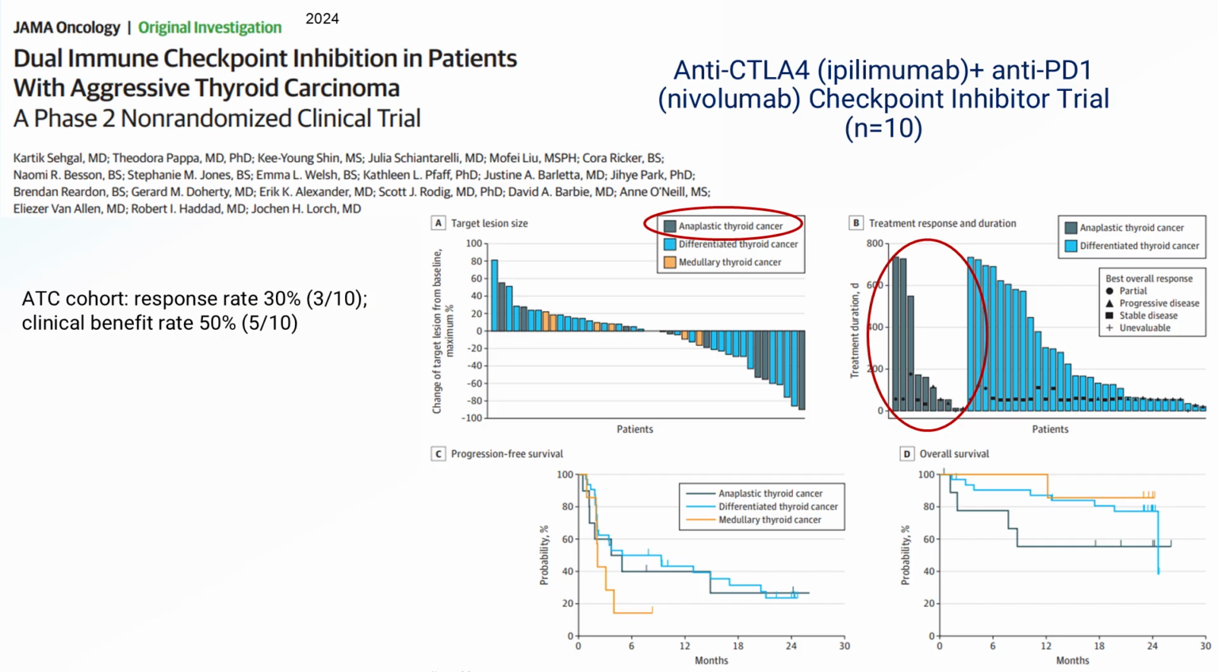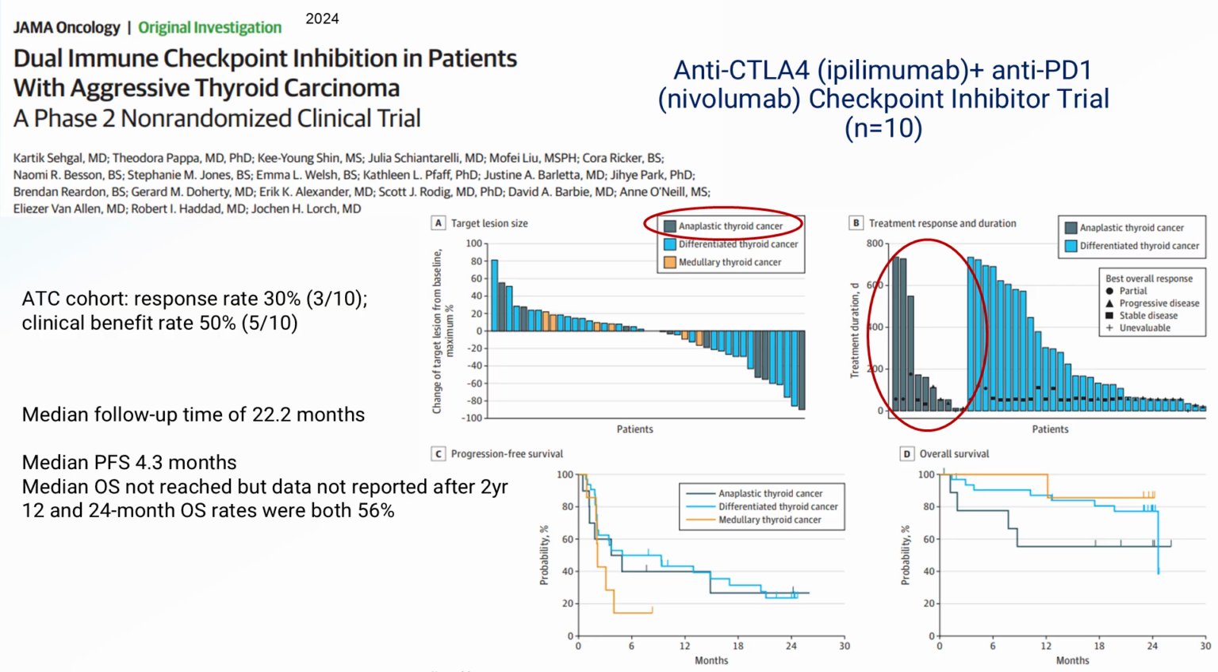Another treatment that can be given to patients is a combination of anti-CTLA-4 drugs such as ipilimumab with the anti-PD-1 drug, which is nivolumab. This combination we call IO-IO for immunotherapy combination. And this is a very small study from a single site. There were 10 patients with anaplastic thyroid cancer. The response rate in these patients was 30%, with 50% of patients deriving clinical benefit. After a median follow-up of 22 months, the median overall survival had not been reached.